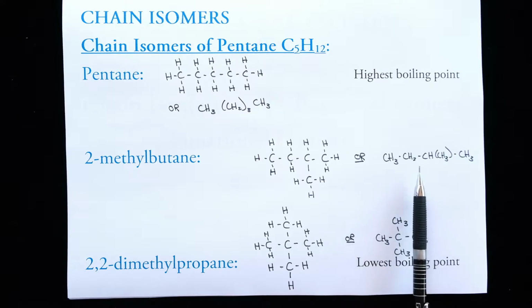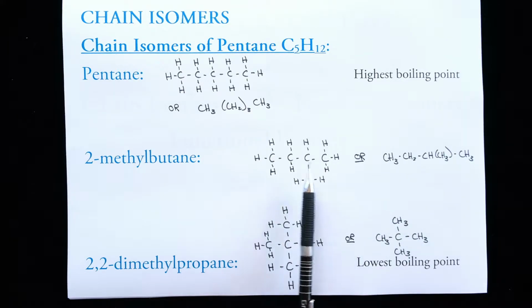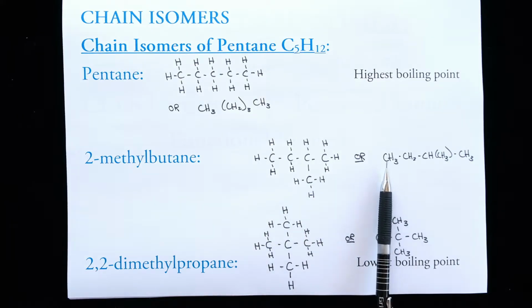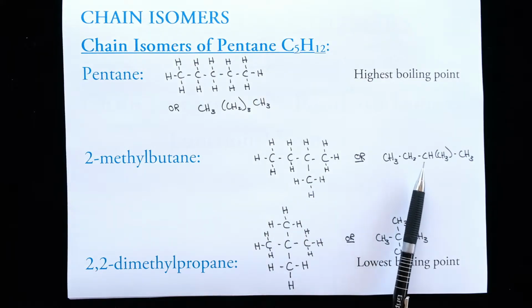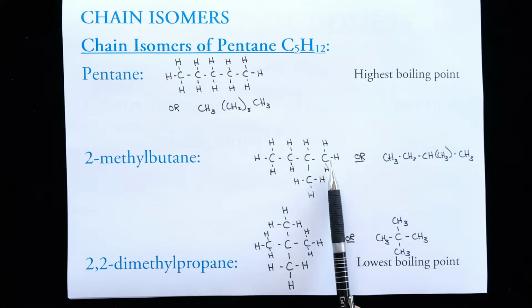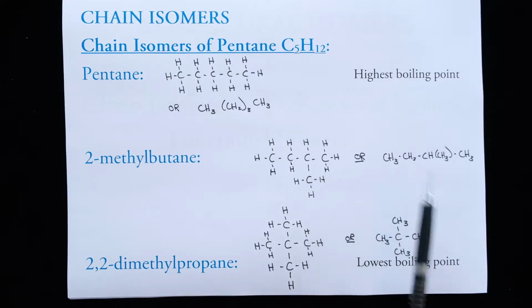The condensed structure for this molecule, you just read it from left to right as it occurs in the normal structure, CH3, CH2, but now on the 3rd carbon from the left, we have an H and the methyl group, and then the last CH3. So that is the condensed structure for that second isomer of pentane.